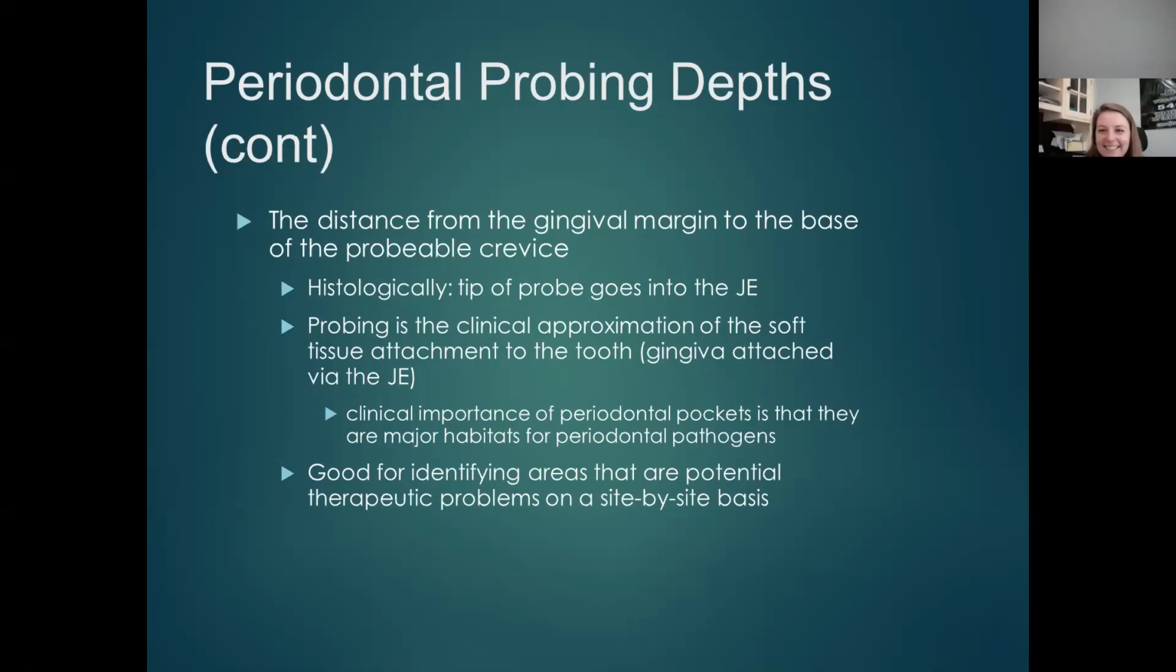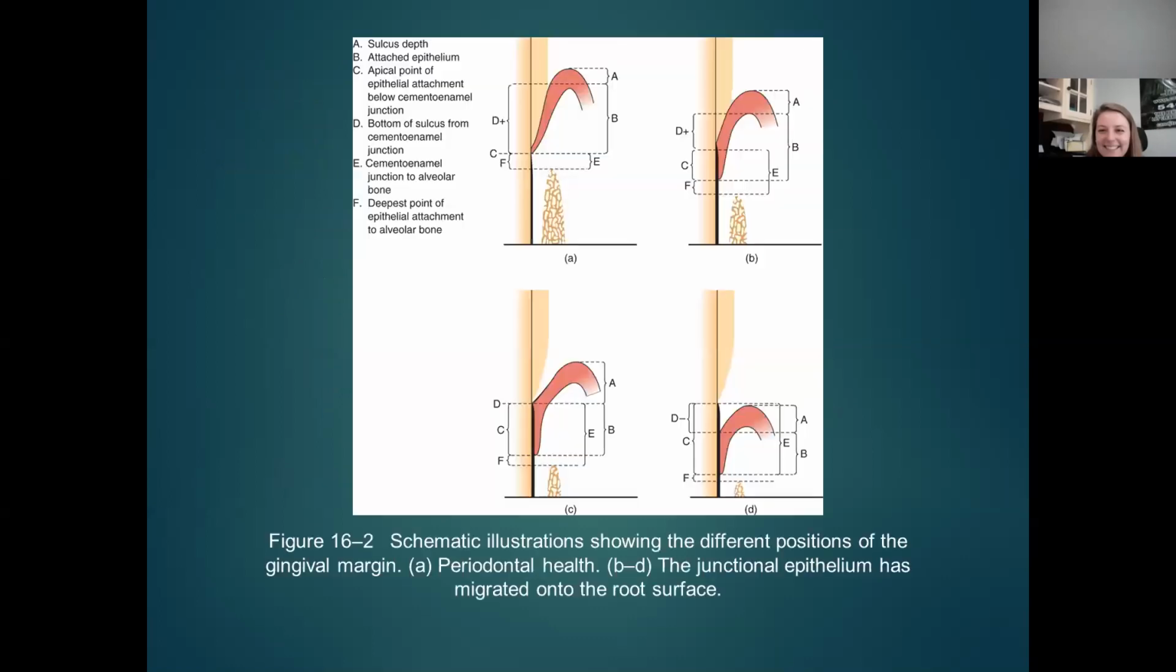So it's good for identifying areas that are potentially therapeutic problems on a site-by-site basis, because we do know it is a site-by-site basis. You could have infection on the mesial portion of the tooth, and yet the distal portion of the tooth can still be healthy. So again, these are just pictures from the textbook that will show you the differences between A, which is a normal, healthy sulcus depth, right? And then you've got B, which is the clinical attachment that is below the CEJ. So it depends on how far below the CEJ, whether or not there's clinical attachment loss or not. Then C is the apical point of the epithelial attachment, again, below the CEJ. You've got the bottom of the sulcus, and you have then apical migration.